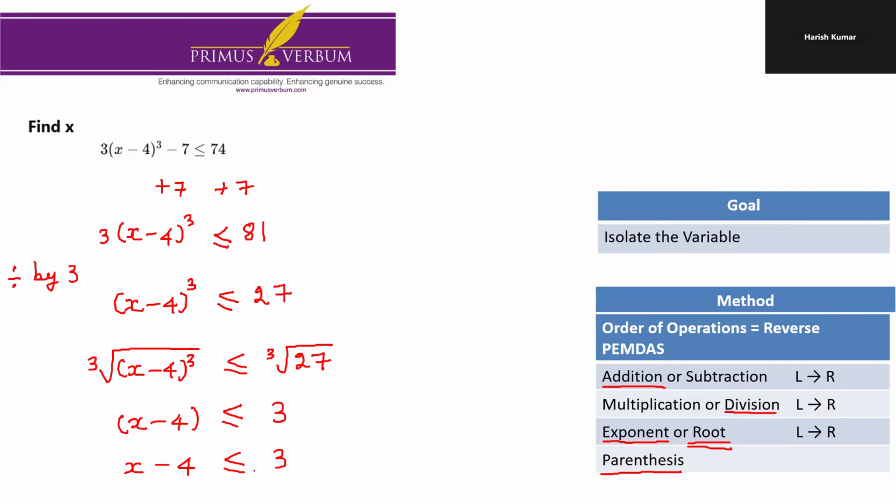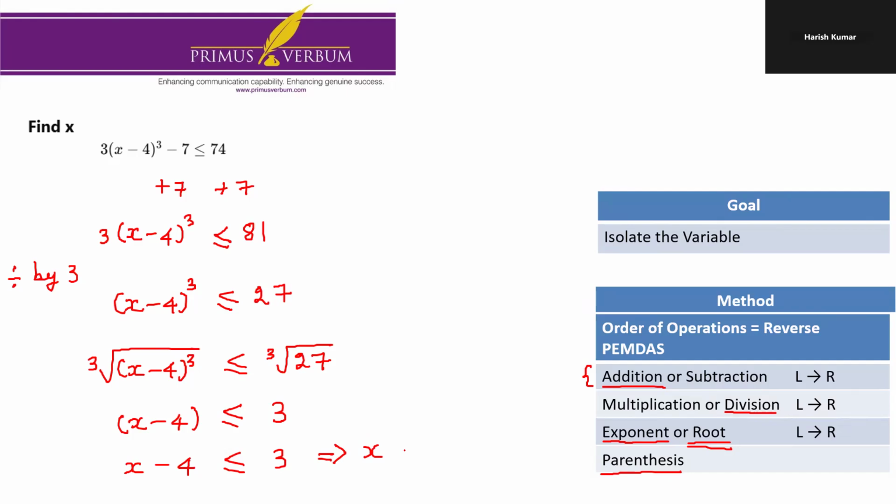At this stage, we are now once again in the same situation as we were at the beginning. So we have x minus 4 less than or equal to 3, and so we apply the addition or subtraction operation to isolate x. In this case, clearly we have to use the addition operator. So we add plus 4 to both sides.